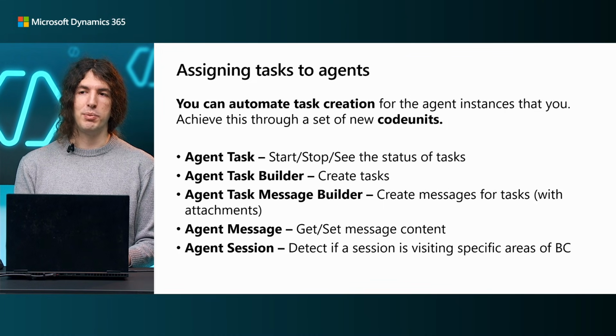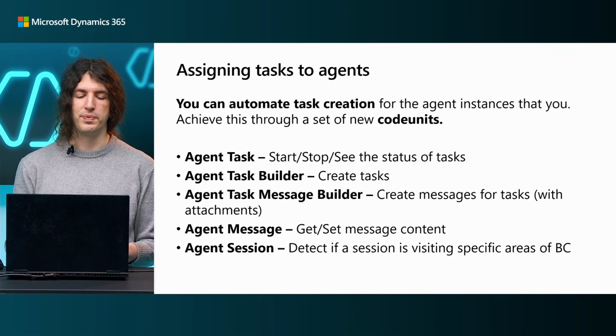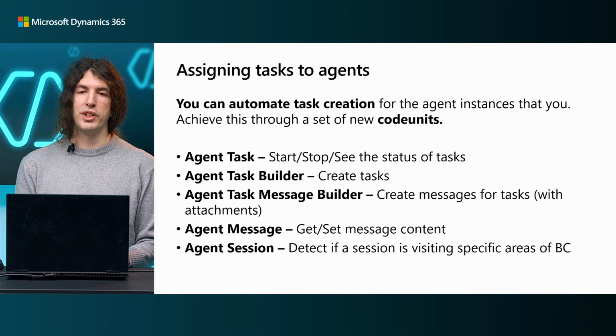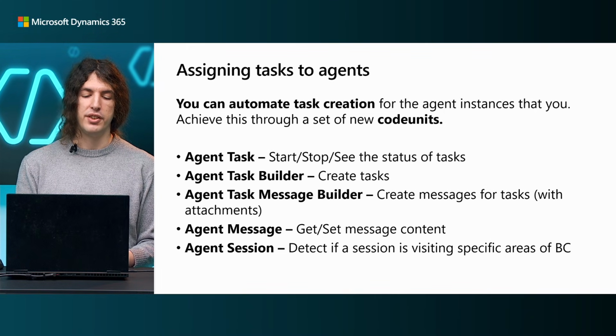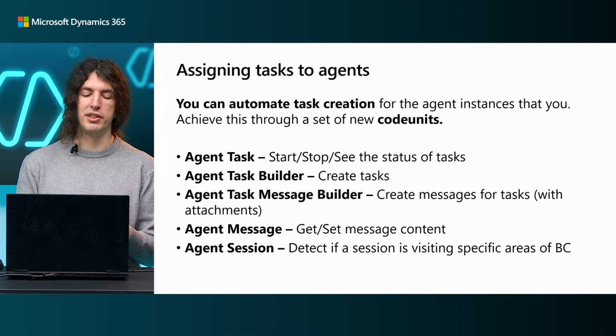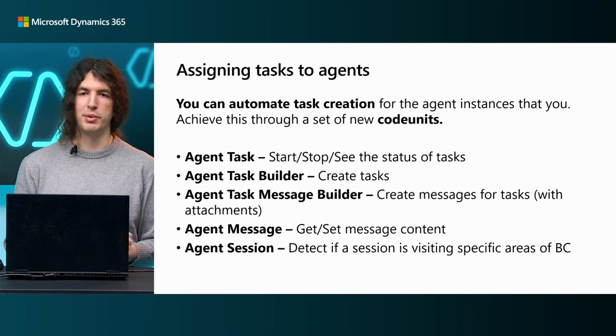Now, okay, I've created my agent, I've created my instances, I need to assign work to it so that it's useful. You can do that through the tasks part of the API, which allows you to automate task creation for the agent instances. There is a set of codeunits that you can use. The most important ones are the agent task and the builder codeunits. They allow you to build both tasks and messages.